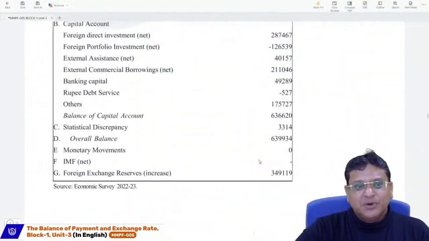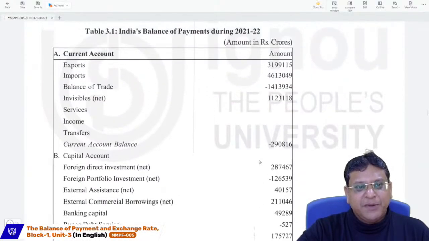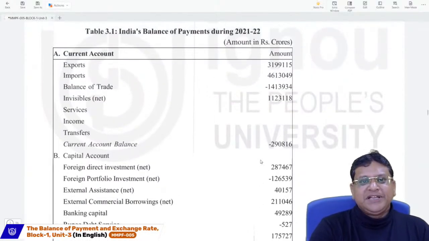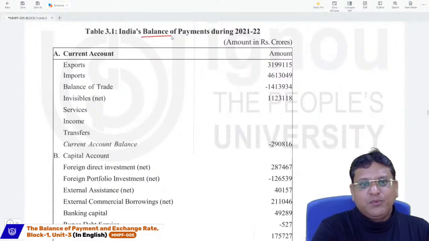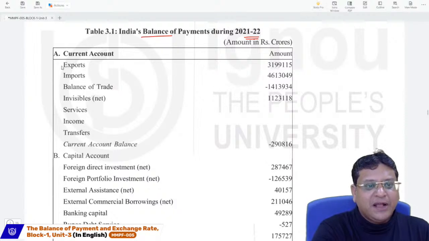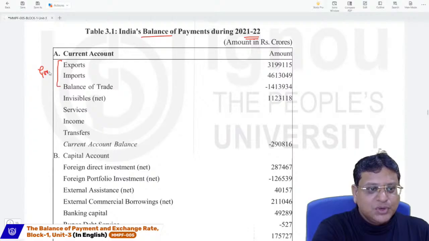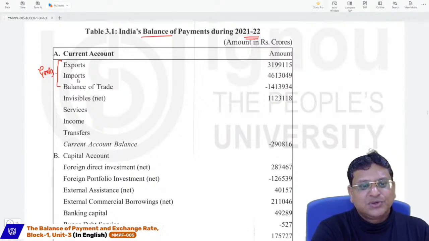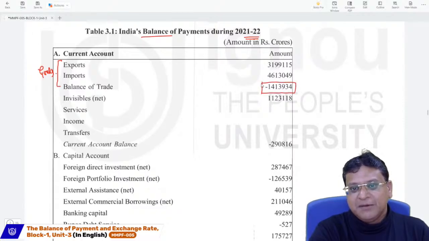Let's take an example. We will see a BOP statement of a country, India. India's BOP statement of 21-22, amounts in crores. First, current account. In current account, there are two things. First, goods, visibles. Under goods, two things: export of goods and import of goods. If we subtract, we get a deficit. How much is the deficit? That is trade deficit. We have a trade deficit.